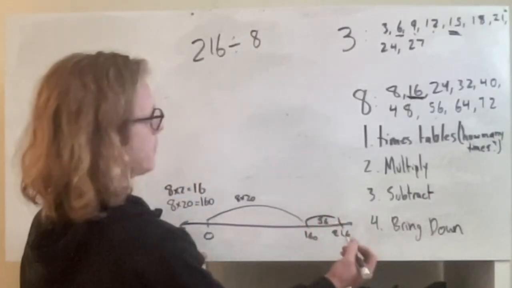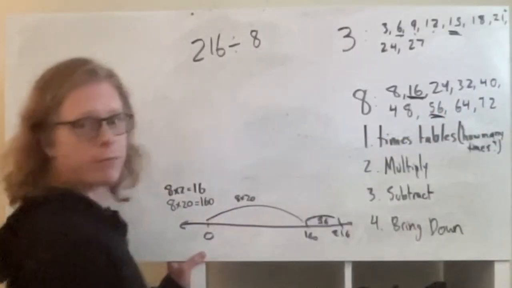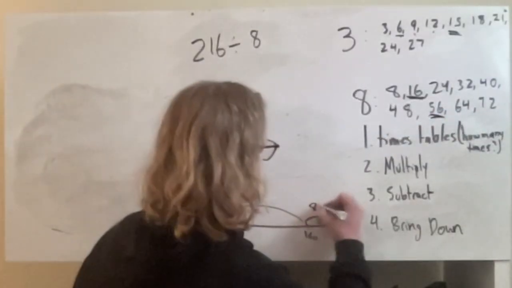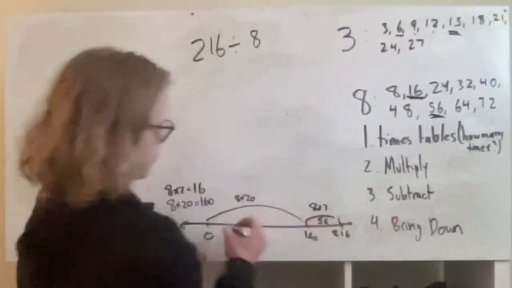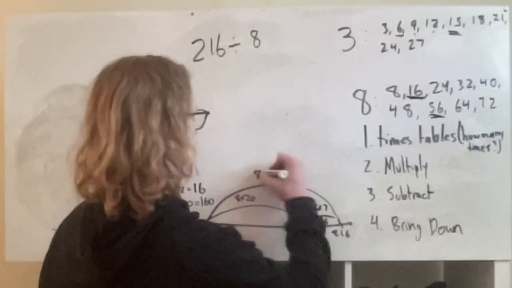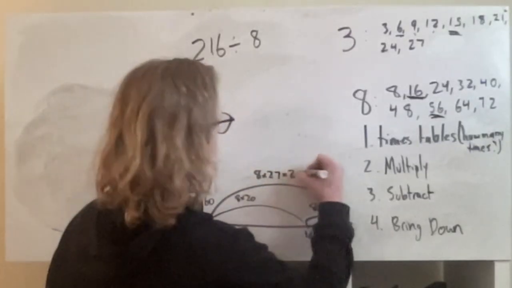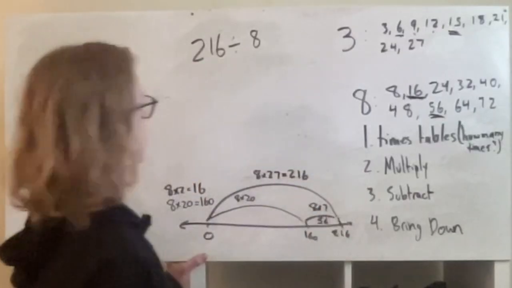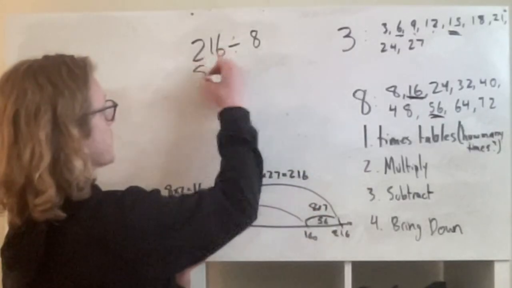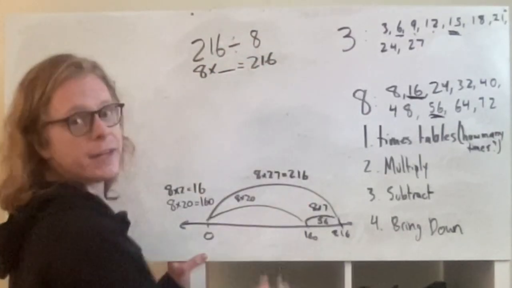56. Is there an 8 times table that helps us? Yes. 56 is one of our 8 times tables. It's 8 times 7. So in total, 8 goes into 216 27 times. 8 times 27 is equal to 216. Okay, remember we could also think about this as 8 times what gets me 216. That's what we just did here.